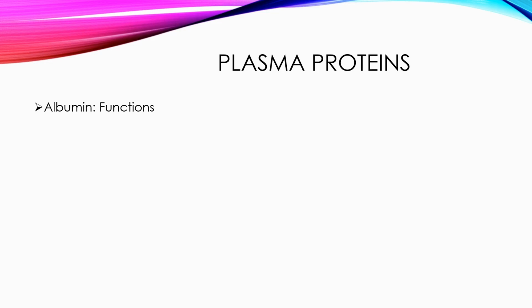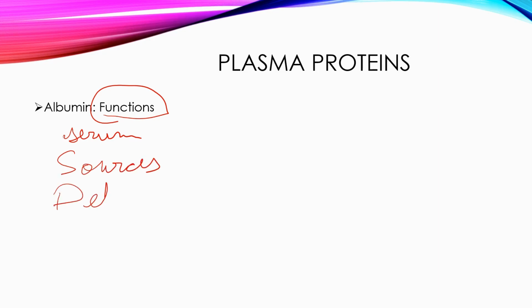From this chapter only albumin comes. And for the albumin, you have to write its function. This is the main thing you have to write. With this, you have to write the normal serum level in your blood, the sources, okay, and what will happen if you have deficiency of it. These 4 points are very main.